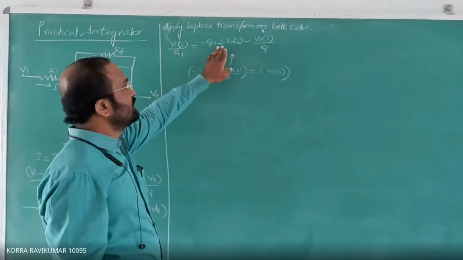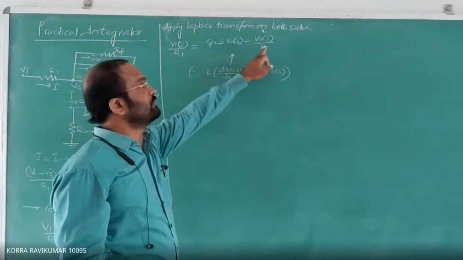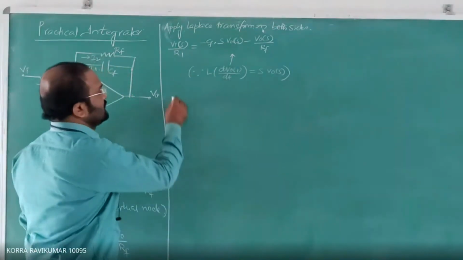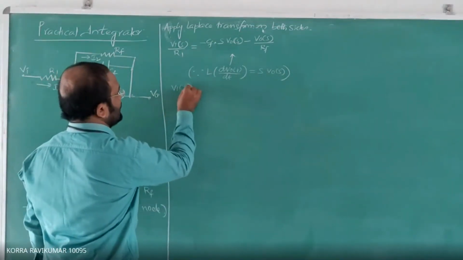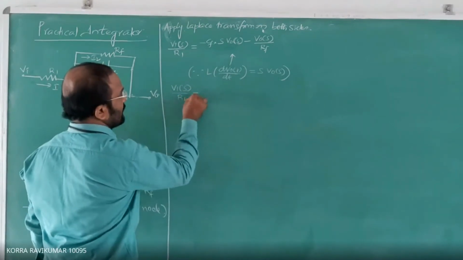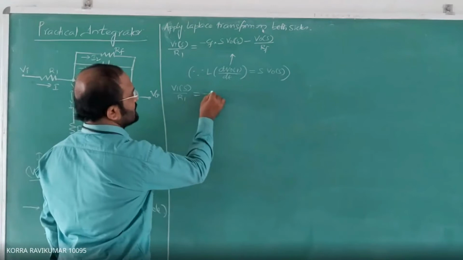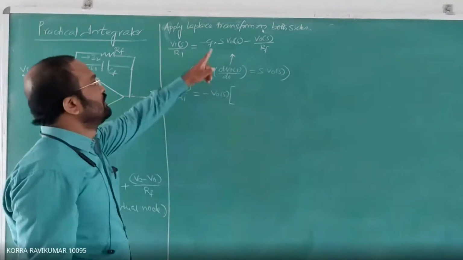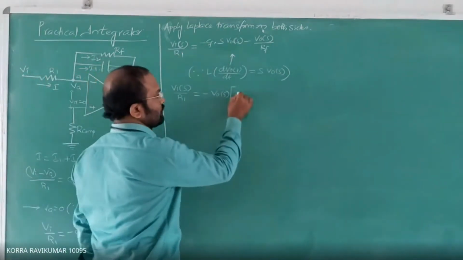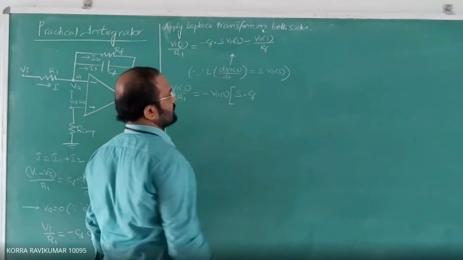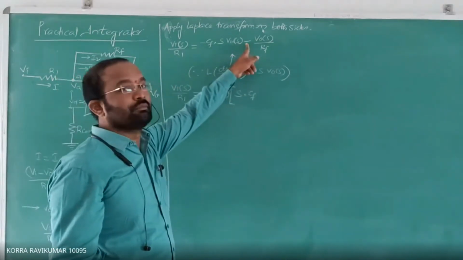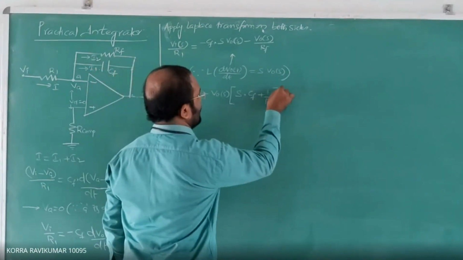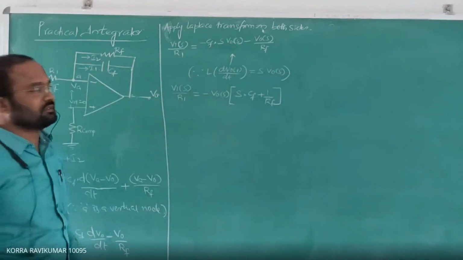So on the RHS, in the first term V0 is there, and in the second term also V0 is there. So take minus V0(s) as common. Then the expression becomes Vi(s) by R1 is equal to minus V0(s) times s into CF plus 1 by RF. This is the expression. Right?